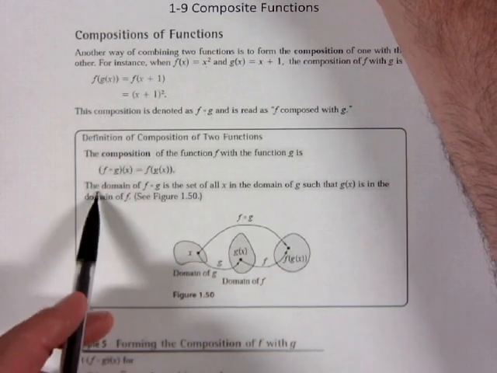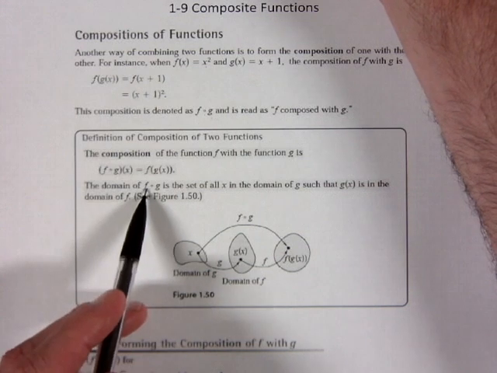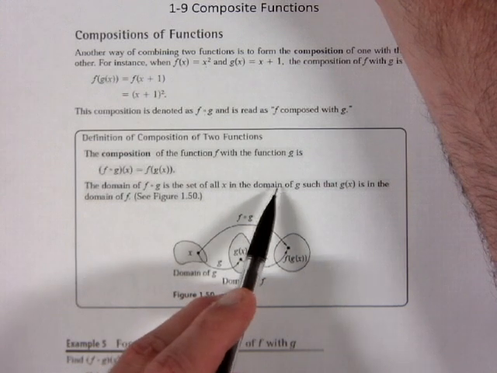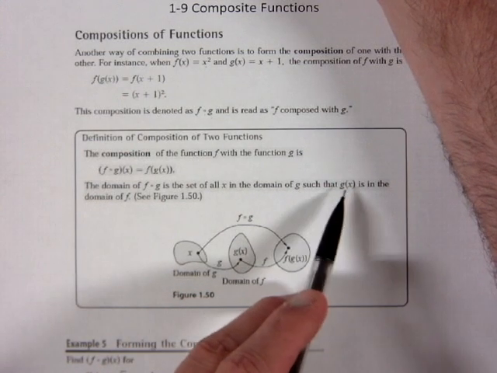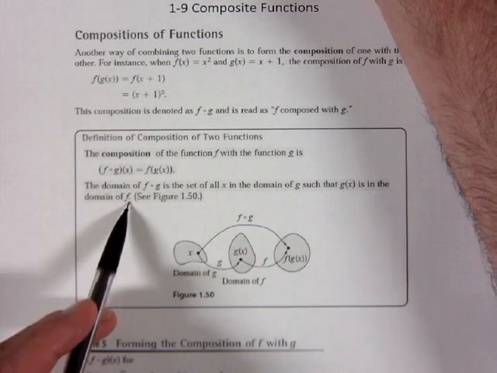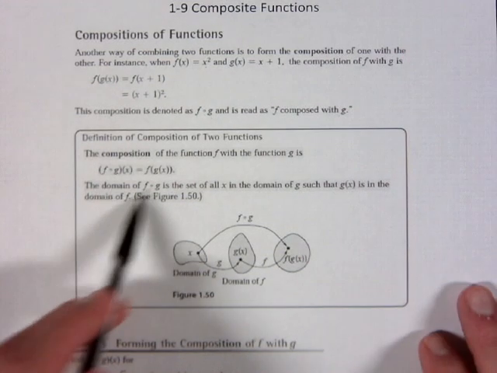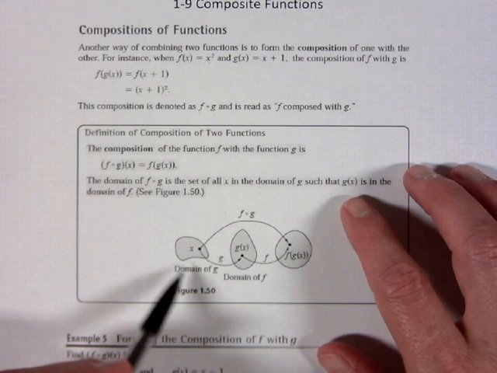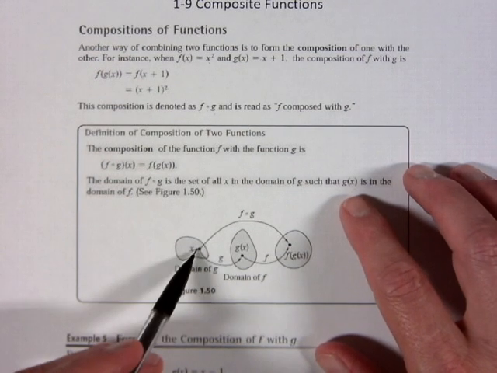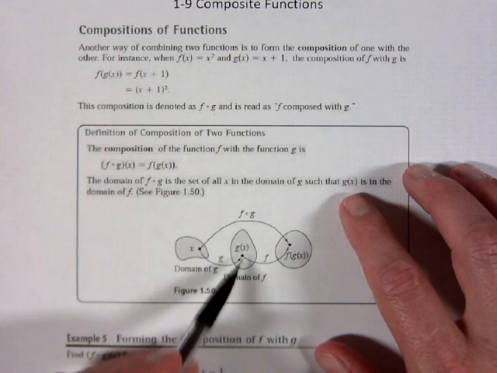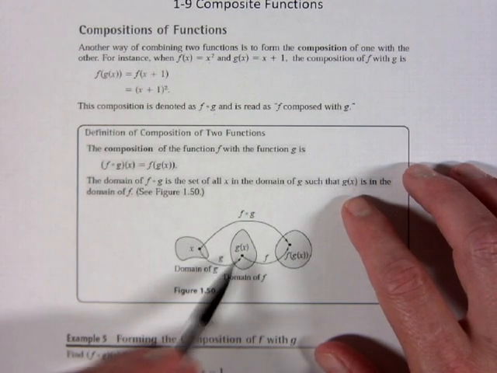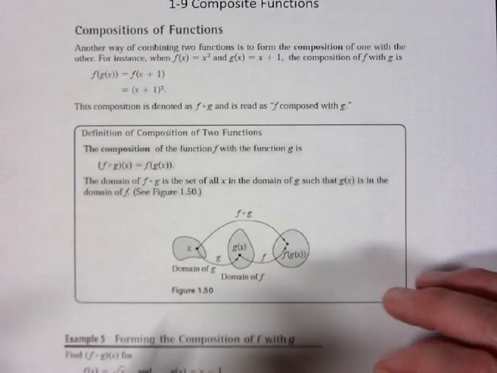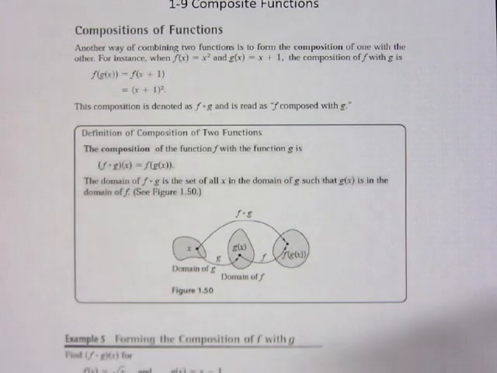Now, here's something that's also key. The domain of f of g is the set of all x in the domain of g such that g of x is in the domain of f. So if you're looking for the domain of the entire composition, you've got to start by looking at the domain of the first function, g. When you evaluate that, then you've got to look at the domain of f as well and make sure that it's there, and then take into account the domain of the two composed together.